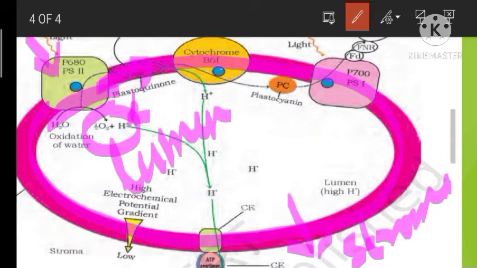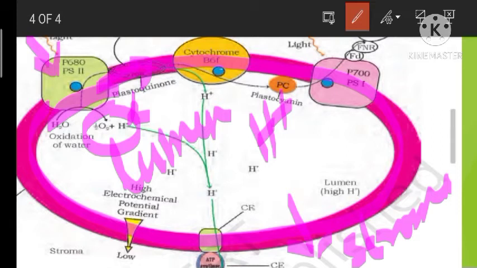Okay, then the hydrogen ion gets accumulated in the lumen. Why does it get accumulated in the lumen? Because it is released inside the lumen of the thylakoid membrane. So splitting of water leads to an increase in hydrogen ion concentration in the lumen of the thylakoid. Okay, so how is it happening?